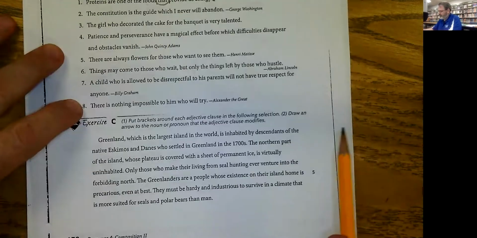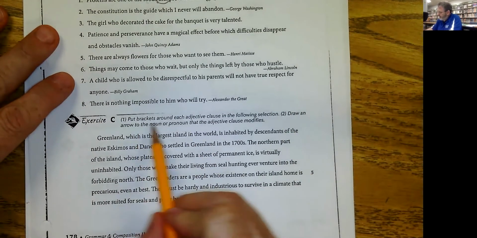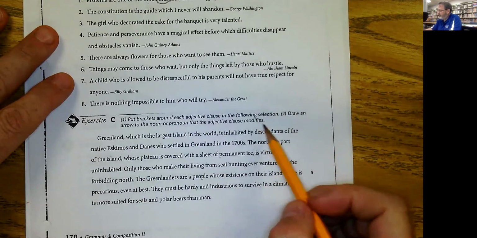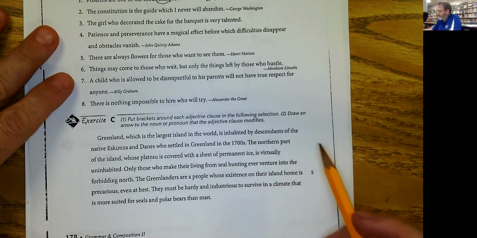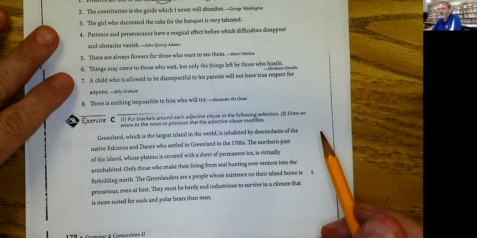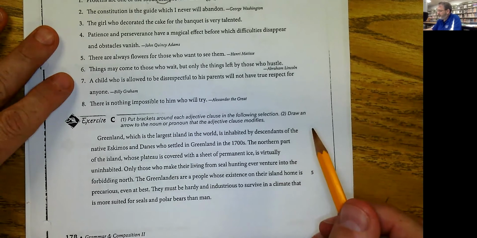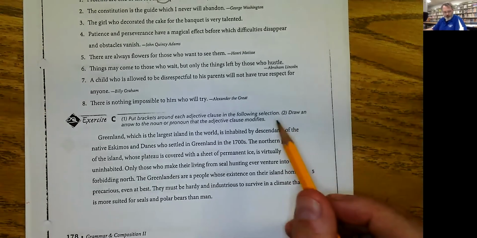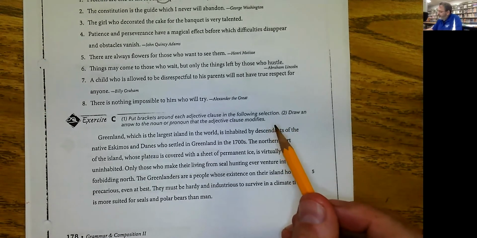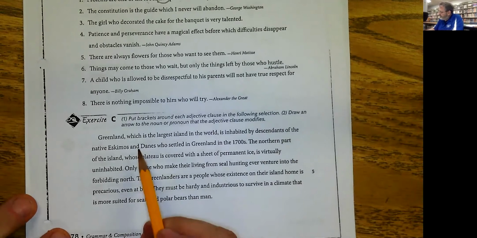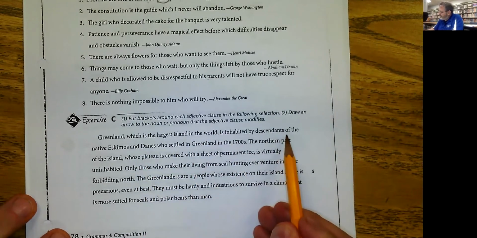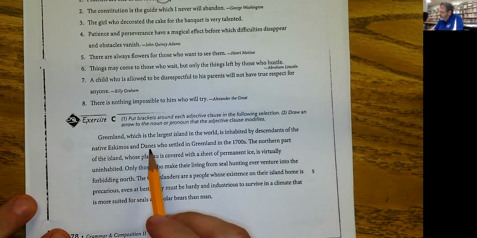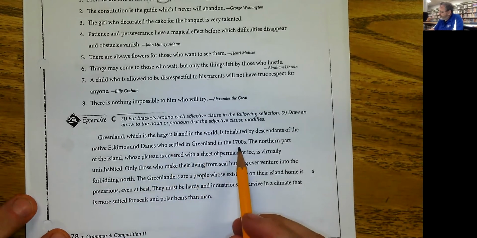Let's move on to exercise C. Put brackets around each adjective clause in the following selection, and then draw an arrow to the noun or pronoun that the adjective modifies. So we don't have to circle our relatives. We just have to put brackets around the adjective clauses and draw arrows. Okay? All right, Greenland, which is the largest island in the world, is inhabited by descendants of the native Eskimos and Danes who settled Greenland in the 1700s.